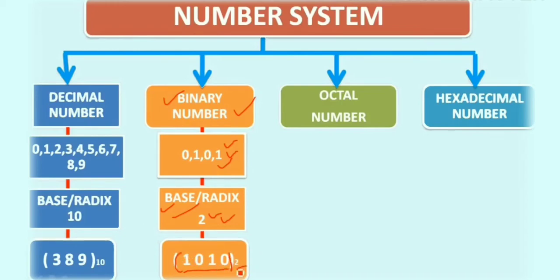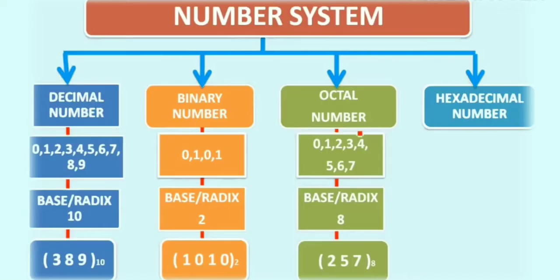If you write a binary number, we must write it in brackets and put 2 as the base, because binary has two digits. Third, the octal number system. The octal number system has a total of 8 digits: 0 1 2 3 4 5 6 7. The base is 8 because it has 0 to 7, a total of 8 digits. That's why the base or radix is 8.